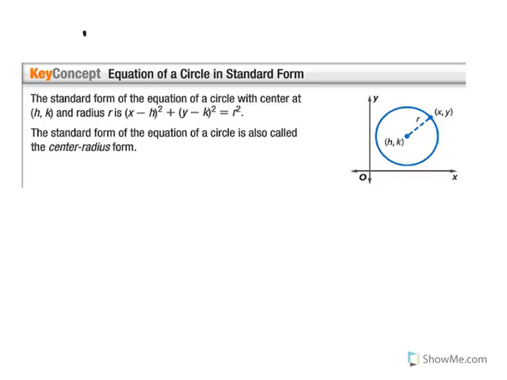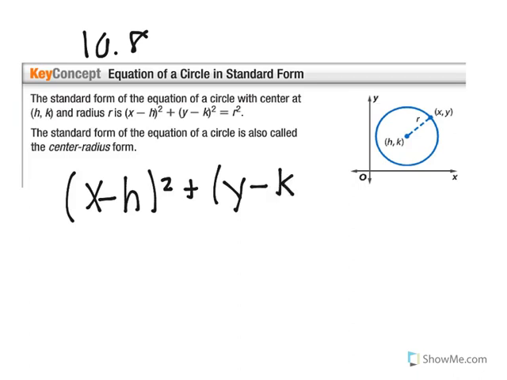Good morning, guys, and today we are going to be starting our one-day lesson on 10.8, writing the equation of a circle in standard form. So the equation of a circle in standard form, and you can see it, is (x - h) squared plus (y - k) squared equals r squared.